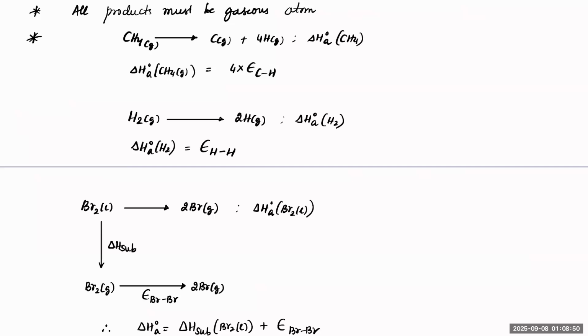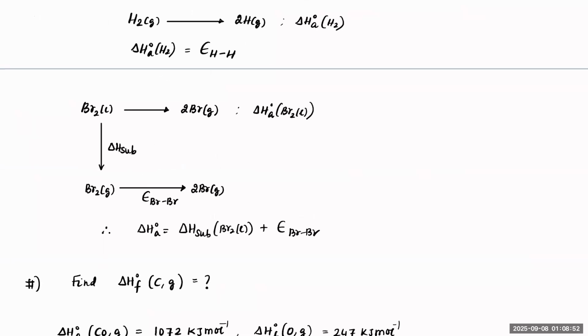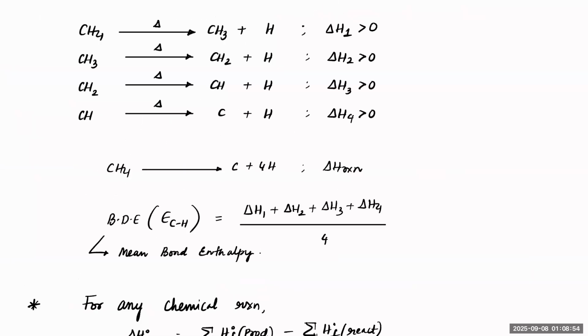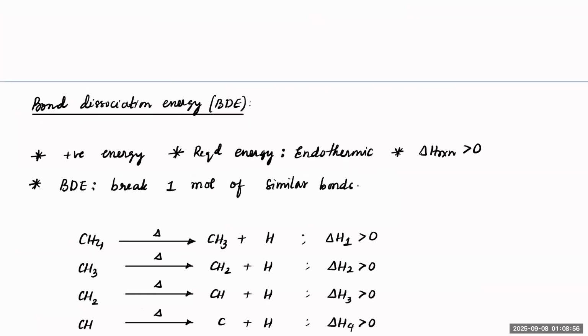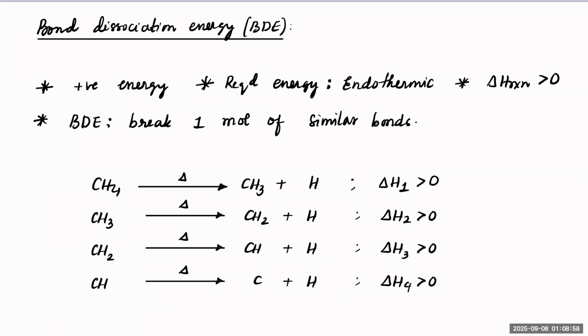Now let's go to the second term. First application we learned is delta H of combustion. Now let's talk about the second application. The second application is about bond dissociation energy. Okay, let us understand what is bond dissociation energy.